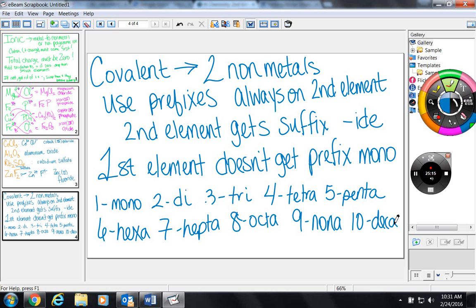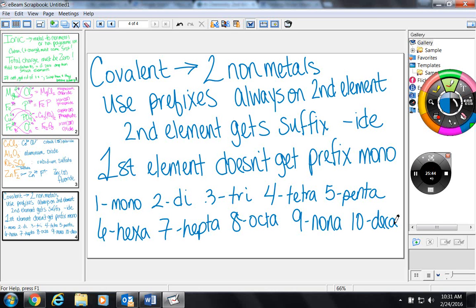We okay here? Alright. So, of the three types of compounds we've learned so far, covalent's the easiest. We good? Wait, I have a question. Can you use the polyatomic ion in covalent? No.